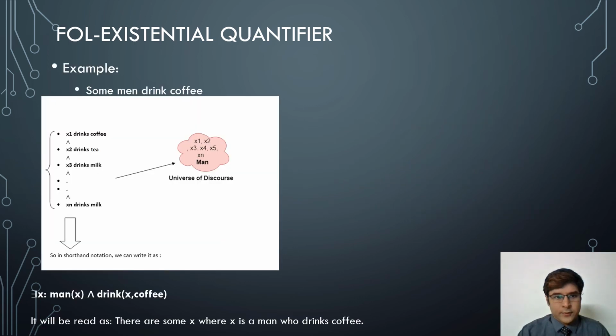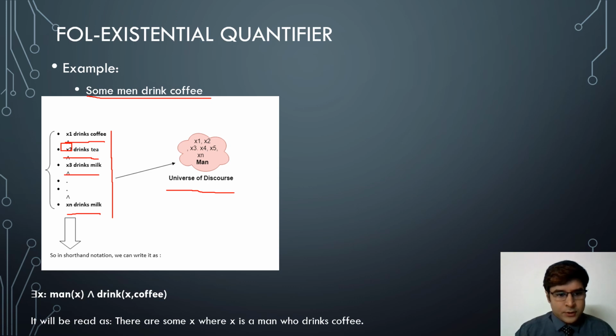So we will discuss an example of the existential quantifier now. For example, we have this statement: some men drink coffee, and we have a set of predicates from here to here to represent that. Here we have the universe of discourse as the set of people or set of men x1, x2, x3, x4, x5 up to xn. The first statement says x1 drinks coffee. The second statement is x2 drinks tea, and then x3 drinks milk, and so on, and xn drinks milk.